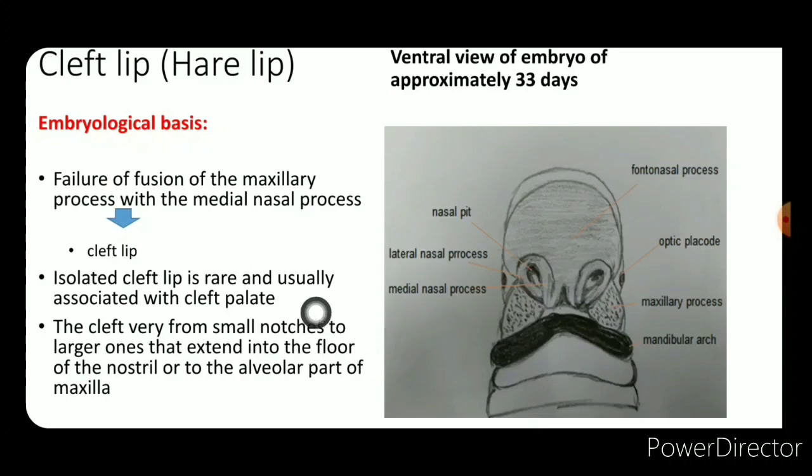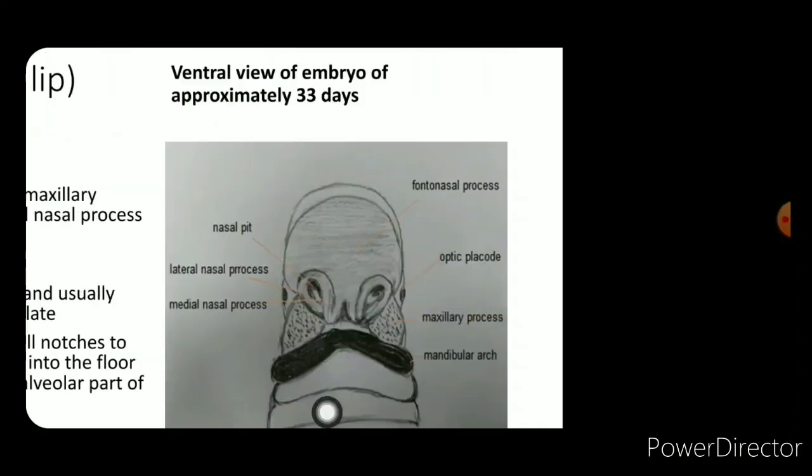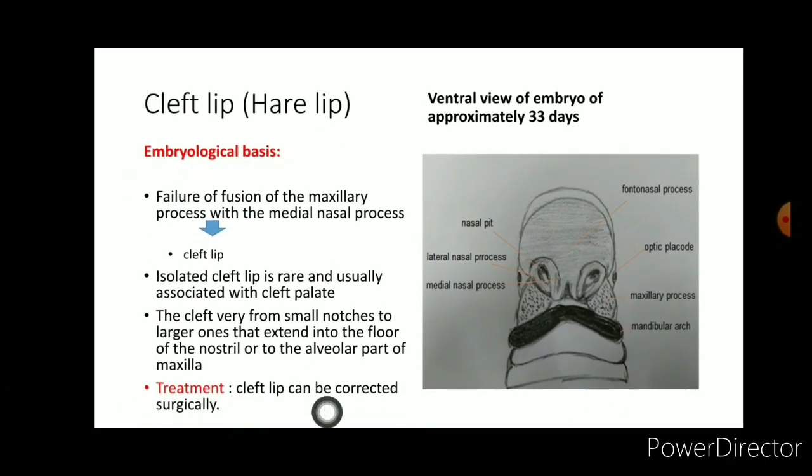Isolated cleft lip is rare and usually associated with cleft palate. The clefts vary from small notches to larger ones that extend into the floor of the nostril or to the alveolar part of the maxilla. Treatment of cleft lip: it can be treated surgically.